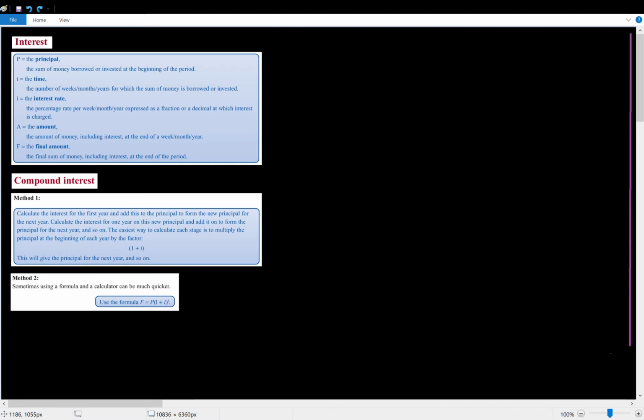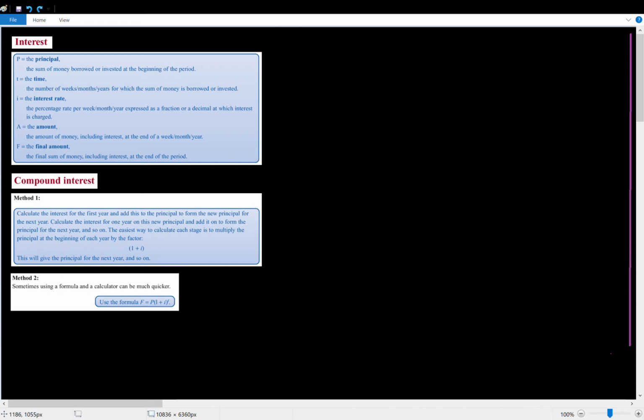P will stand for the principal. That's the sum of money that is borrowed or invested at the beginning of the period. T is going to stand for the time. That's the number of weeks or months or years for which the sum of money is borrowed or invested. I will stand for the interest rate. It'll be given as a percentage in most questions, but for any of our calculations, it'll be easier for us to use a fraction or a decimal.